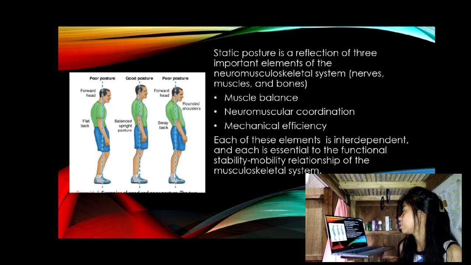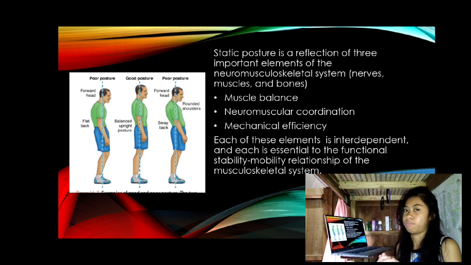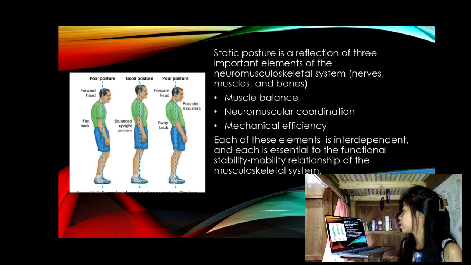Static posture is a reflection of three important elements of the neuromusculoskeletal system: the nerves, muscles, and bones. These are muscle balance, neuromuscular coordination, and mechanical efficiency. Each of these elements is interdependent, and each is essential to the functional stability-mobility relationship of the musculoskeletal system.